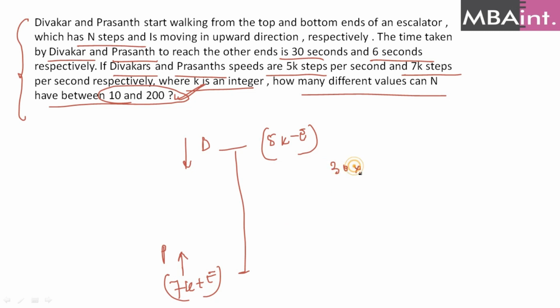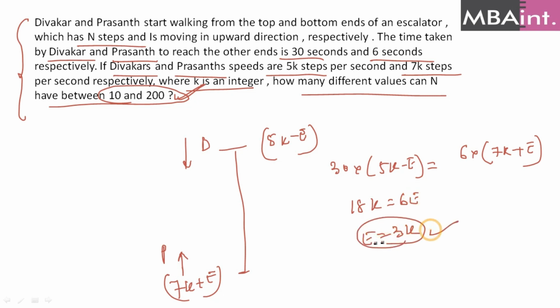So this is 30 into 5k minus e, which is equal to 6 into 7k plus e, right? When I equate both of these, I'm getting 6e, and the value of e is nothing but 3k. So I got that. Now put this back into the equation and you will get the number of steps. This is nothing but 30 into 5k minus 3k, which is 2k. So I'm getting the number of steps as 60k.